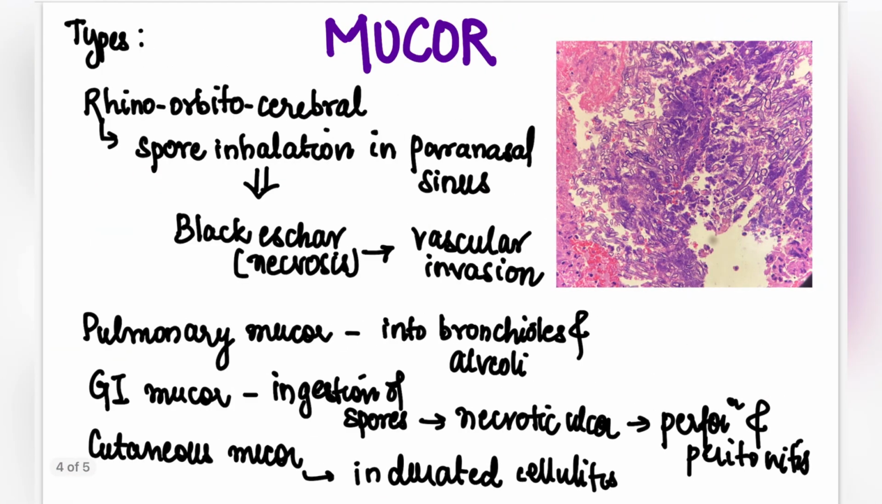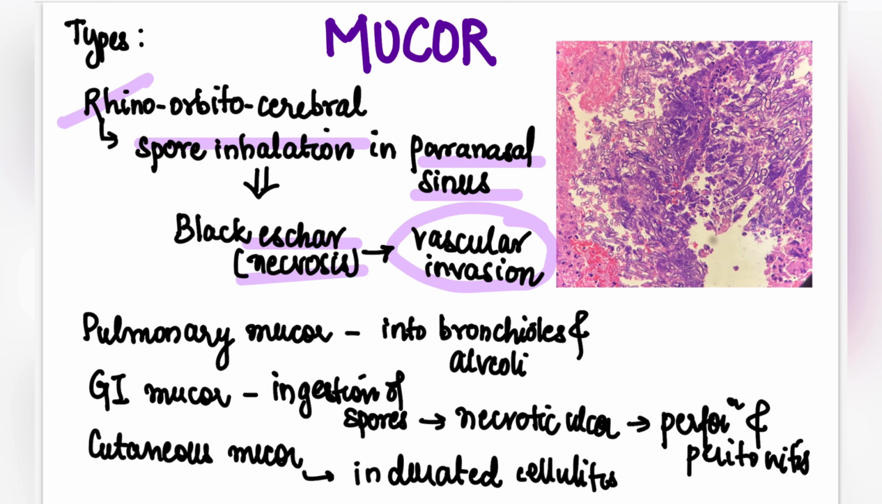So what are the types of mucormycosis? The first one is rhino-orbito-cerebral. Initially it is due to spore inhalation in the paranasal sinus, and it causes a black eschar, also known as necrosis, and it causes vascular invasion. So the first type is rhino-orbito-cerebral mucor.